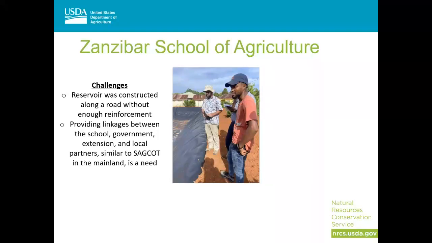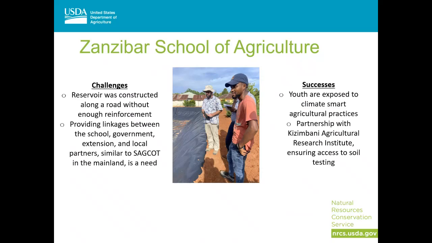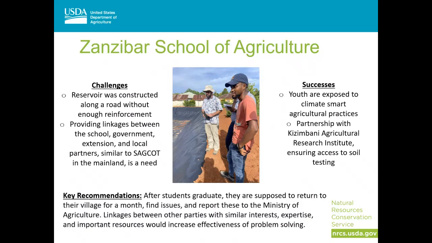And then the other main challenge that was listed here was that providing linkages between the school, government, extension, and local partners is a need. So having some organizations similar to SAGCAT, which is just in the mainland Tanzania, is also a need in Zanzibar. Successes here are that youth are exposed to climate smart agricultural practices. They have a strong partnership with the Agricultural Research Institute, which ensures that they have access to soil testing. So it's a school and they don't have some of the challenges that other farms do, but they're excited and passionate about what they're doing as well.